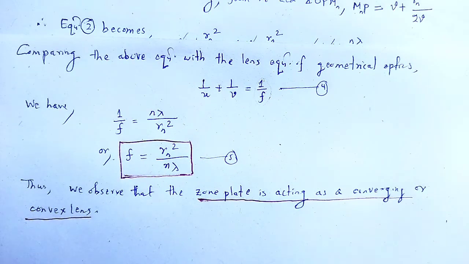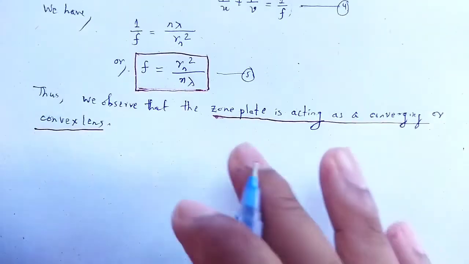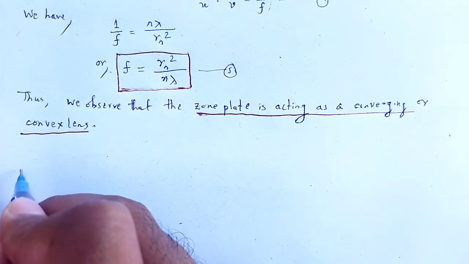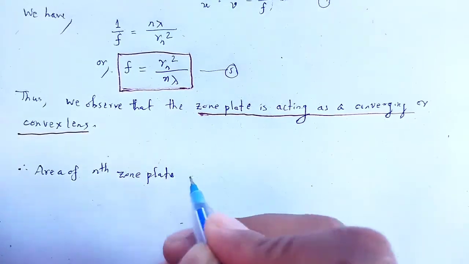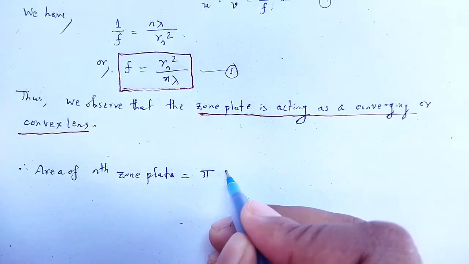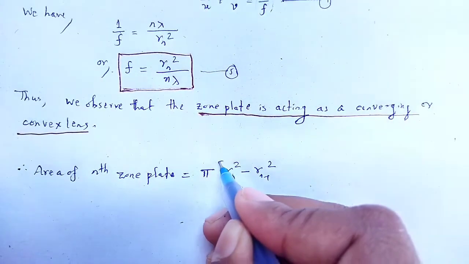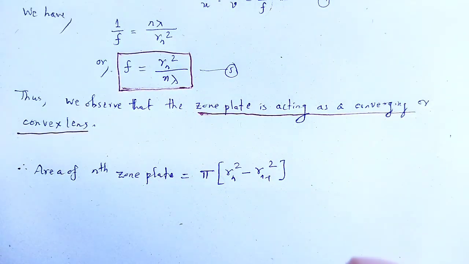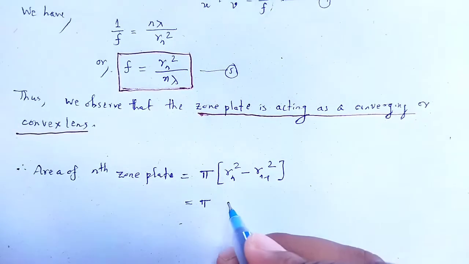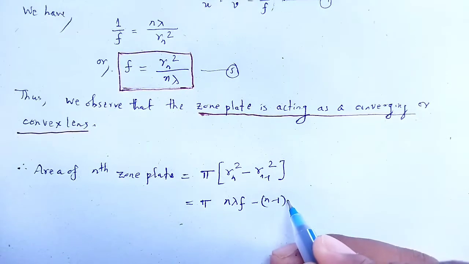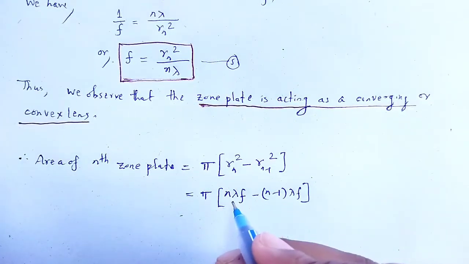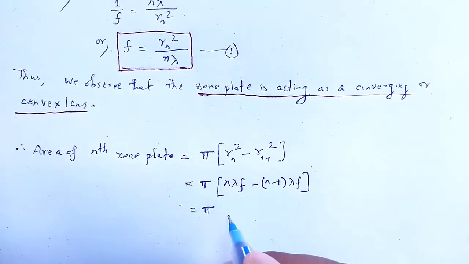Now, what will be the area of that particular zone plate? Therefore, area of nth zone plate is pi times (Rn square minus Rn minus 1 square). Rn is the radius of nth zone plate, Rn minus 1 is the radius of the n minus 1th zone plate. The area in between these two concentric circles is the area of nth zone plate. Put these values: pi times (n lambda f minus n minus 1 lambda f). On simplification, n lambda f minus n lambda f cancel out, and we have pi lambda f.